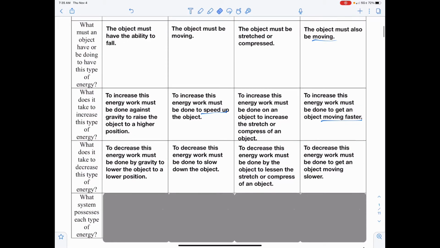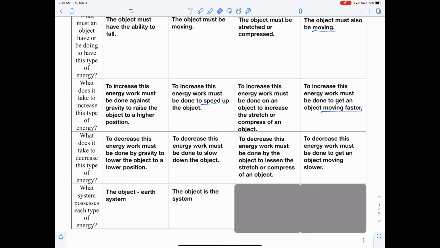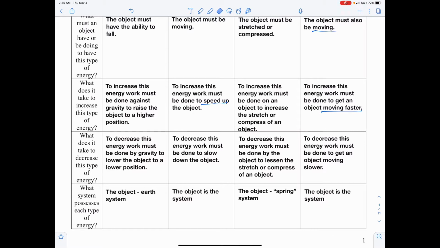Last row, what system possesses each type of energy? So what system possesses gravitational potential energy? The object and the Earth possess this energy. What system possesses kinetic energy? Well, that would just be the object. For elastic potential energy, it's going to be the object-spring system or stretchy object, whatever it is, rubber band. Again, most of the time it is a spring. And what type of system possesses internal energy? Well, whatever the object is. Similar to kinetic energy, the object that's moving is the system.